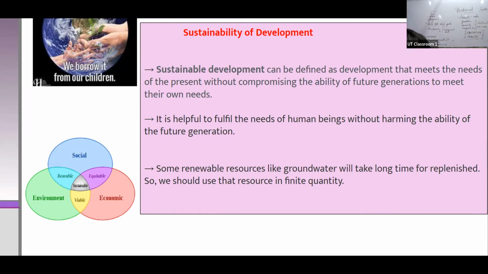We do not inherit the earth from our ancestors. We borrow it from our children.